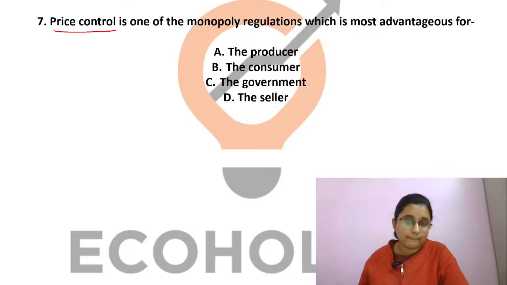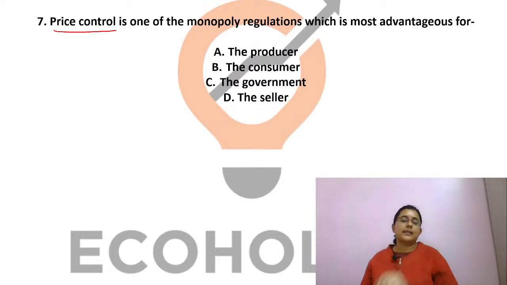Just think about it. Price control is done by the government on a monopolist. Whom does the government want to benefit by controlling the high price of the monopoly? By controlling the high price of the monopolist, whom does the government want to help? Tell me.